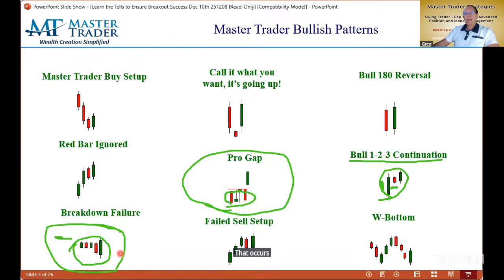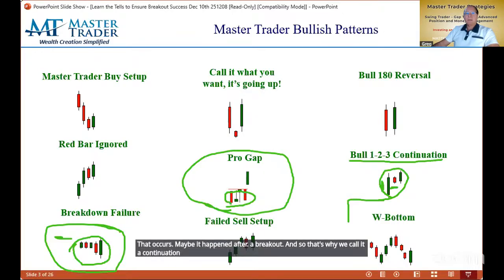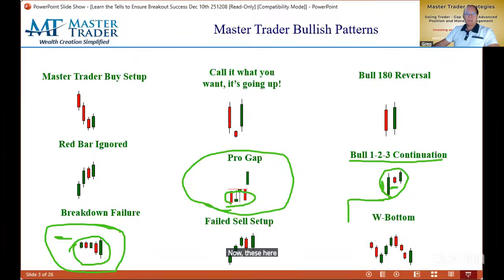Maybe it happened after a breakout. And so that's why we call it a continuation pattern, where these here are more evident as to being breakout type of patterns. And so this one would not have broken out yet, but the way this is presented, where you got the red bar followed by the large, right? Key point, large, wide range bar, would tell you that it's a high probability setup to go long.